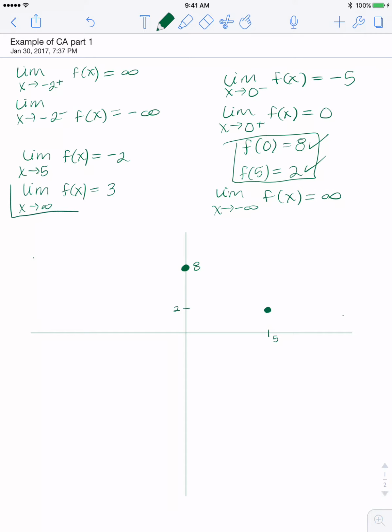It looks like this limit has my outputs tending towards a number, 3, as my inputs are tending towards positive infinity. So let's go ahead and draw this asymptote on my graph. I draw it with a dotted line so I'm not confused later that this is part of my graph.